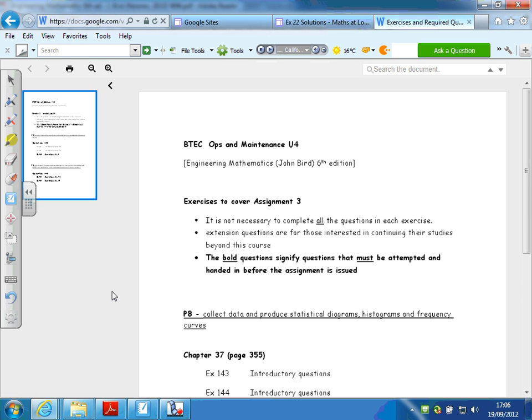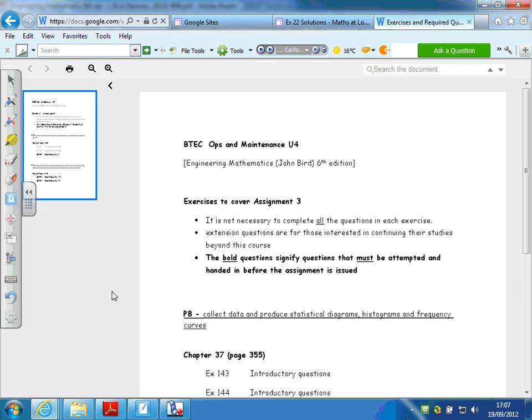It's not necessary to complete all the questions in each exercise. Like that one we're just looking at, you just do as many as you feel as though you need to do. The harder ones tend to be towards the end, so if they're okay, jump to the end ones. I'll indicate every now and then when some are I consider to be extension questions, which means they're not really relevant for this course. You don't need to have done those questions for the assignment, but you might be interested in having a look at them. The bold questions are the key ones.